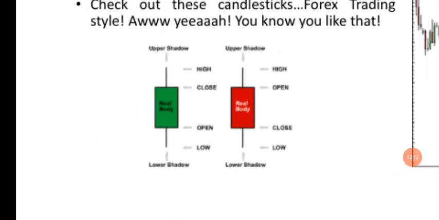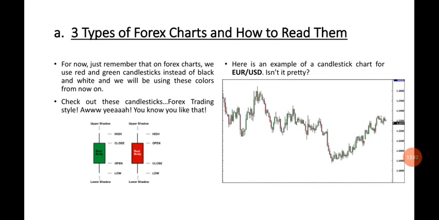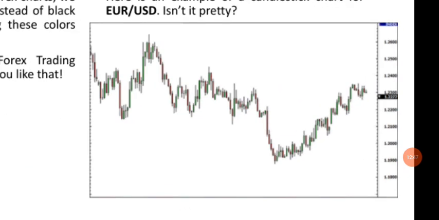As you can see, this is how it will appear. Now you can see the difference. The green one is for the unfilled part, while the red one is for the black candlesticks. Here is an example of a candlestick chart of EUR/USD. Isn't it pretty? This is the same chart from our line chart and our bar chart, and now you can see the uptrend and downtrend. You can see when price closed higher and when price closed lower than their open prices.